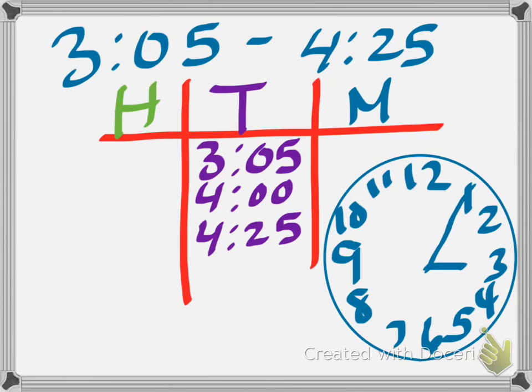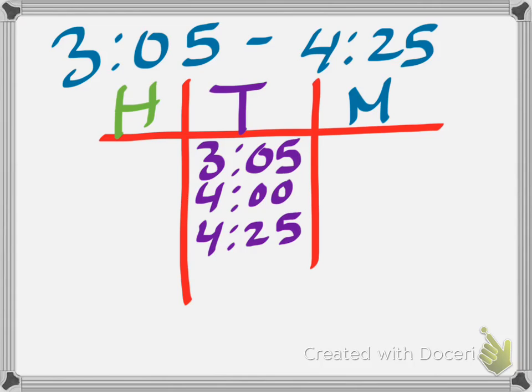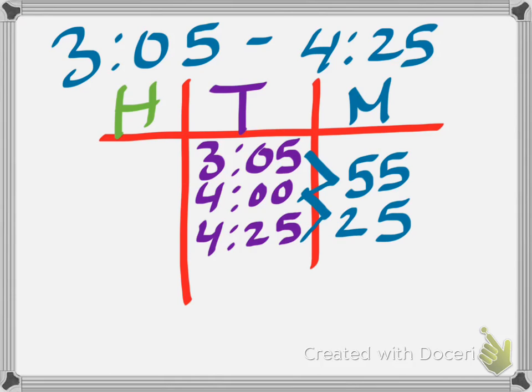And we are counting all the way up to 4 o'clock. So let's see how many minutes it is. 5, 10, 15, 20, 25, 30, 35, 40, 45, 50, 55 minutes. So from 3:05 to 4 o'clock, it is 55 minutes. Now we are going from 4 o'clock to 4:25. Is that a whole hour? Nope. How many minutes is that? That is 25 minutes. Now, right now, we don't have any hours.